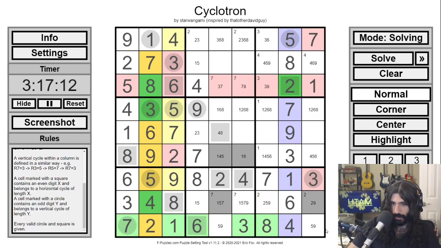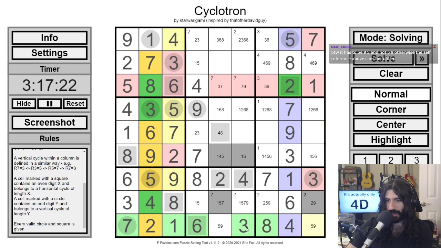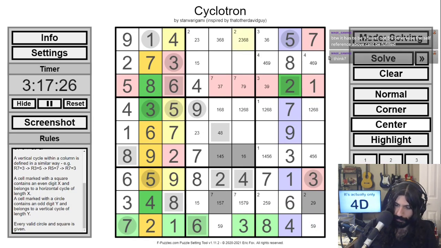Okay. Wait, what? Oh. 3, 1, 4. Oh, yeah, this is only 5 highlighted numbers. Okay. Anyway. All right. So this then can't be a 3. This can't be an 8. Okay.